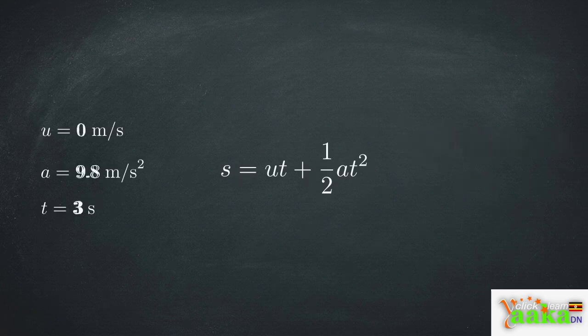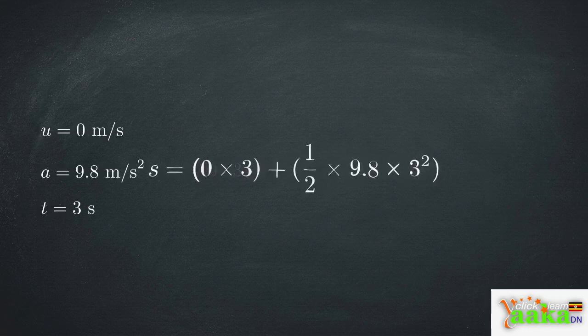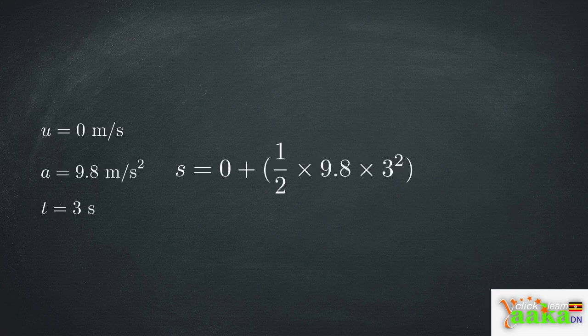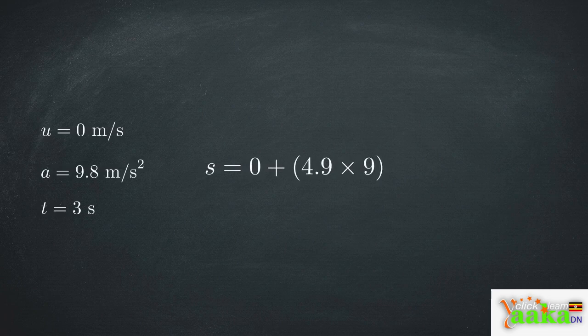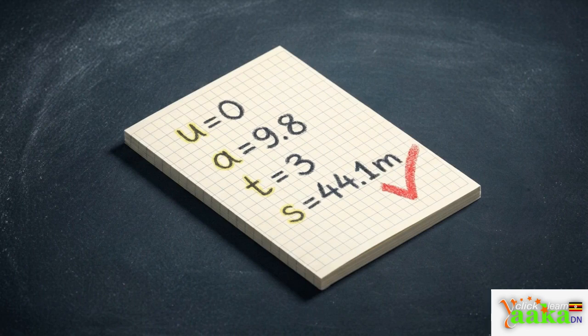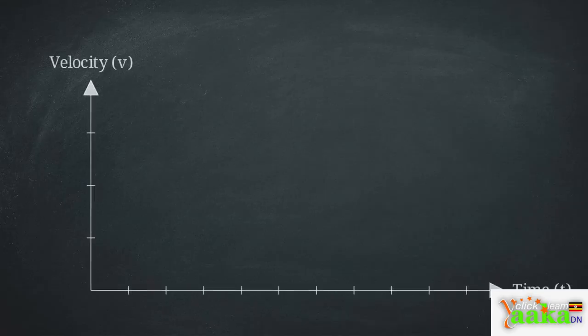When we substitute 0 for U, the first part of the equation becomes 0 times 3. This effectively cancels out, simplifying our calculation. We are left with half of 9.8 multiplied by 3 squared. This results in 4.9 times 9, giving us a total displacement of 44.1 meters. Systematically listing your known and unknown variables at the start removes the complexity from word problems and makes the solution clear. To interpret motion visually, we use graphs.